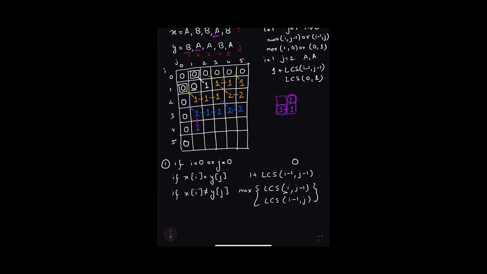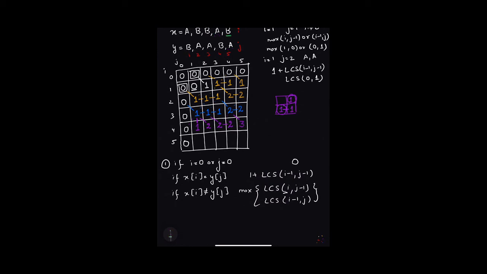Then let us consider another element for j. A and E matches, so I'm going to add 1 to the diagonal element. This becomes 2. Then again A and E matches, I'm going to add 1 to the diagonal element. It becomes 2. Then A and B does not match. I'm going to take the maximum of both the values. Since both the values are same, I'm going to consider the value from the horizontal side and then I'll be updating it as 2. Then B and B again matches. So I'm going to add 1 to the diagonal element.